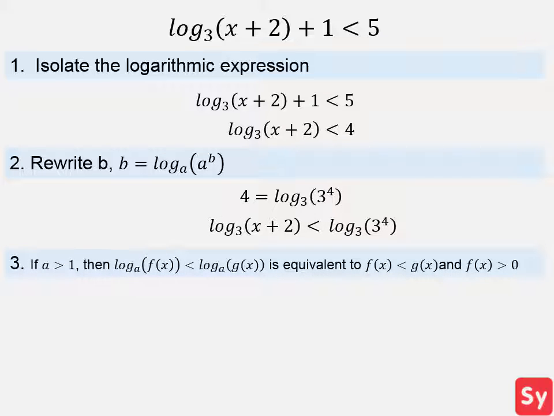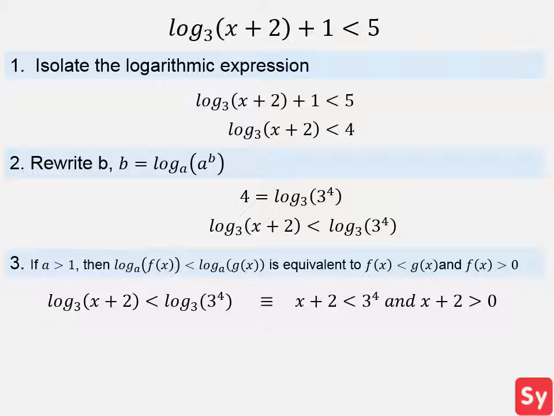Next, we use this inequality. Since a is greater than 1, log base 3 of x plus 2 is less than log base 3 of 3 to the power of 4 is equivalent to x plus 2 is less than 3 to the power of 4, and x plus 2 is greater than 0.